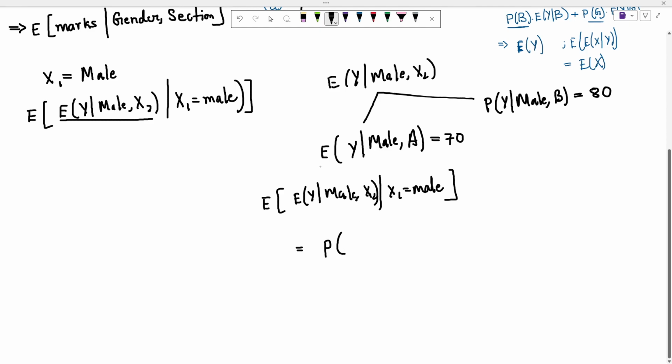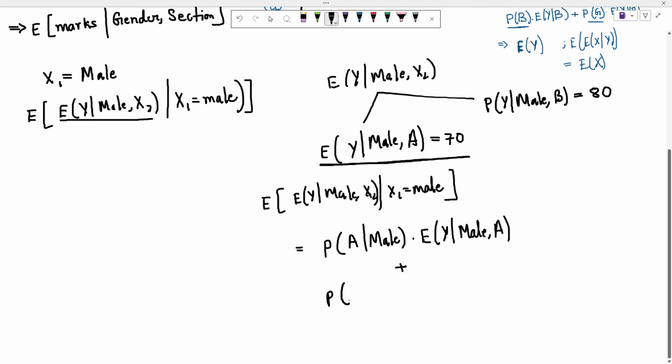This is just probability. So what is the probability of this thing? The probability is basically that I am given that it's a male, so the probability that I am picking a guy from section A given he is a male, times expectation of y given male comma A, plus the probability that I am taking someone from B given it is a male, times the expectation of y given male and B, because male is fixed.